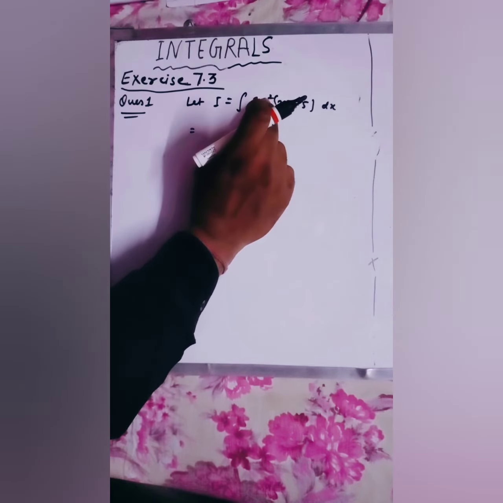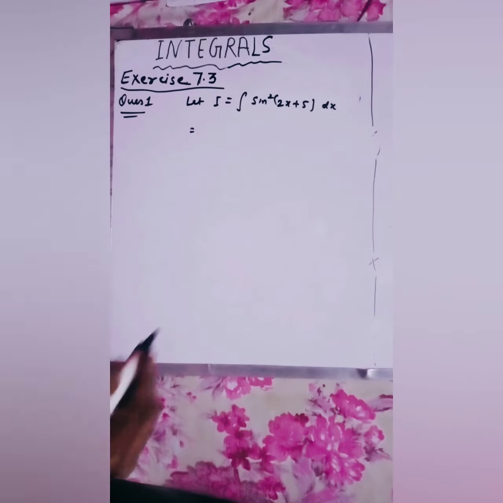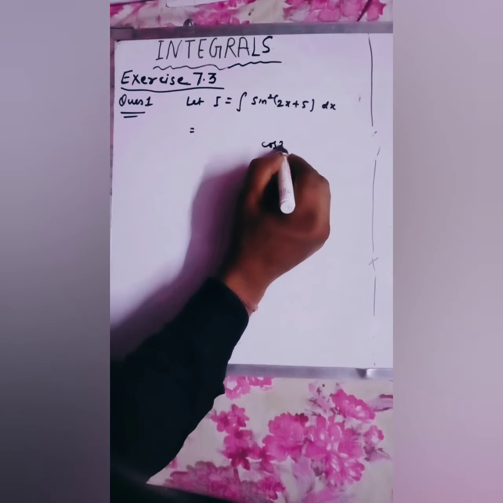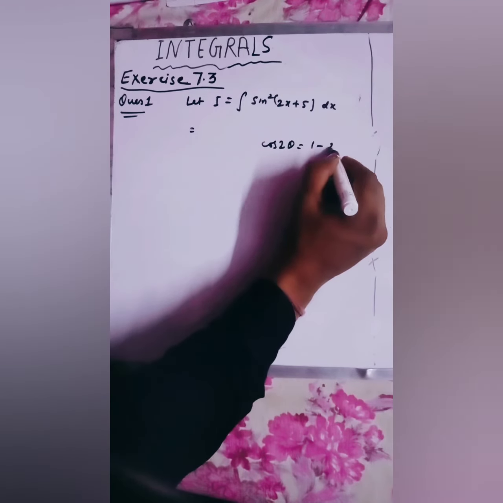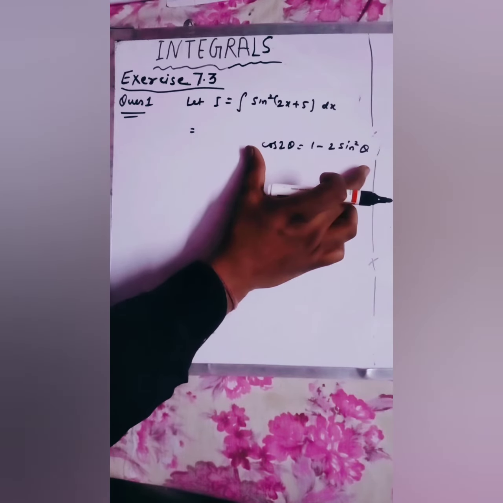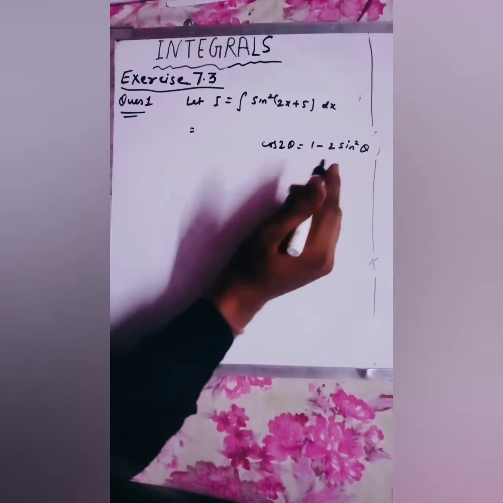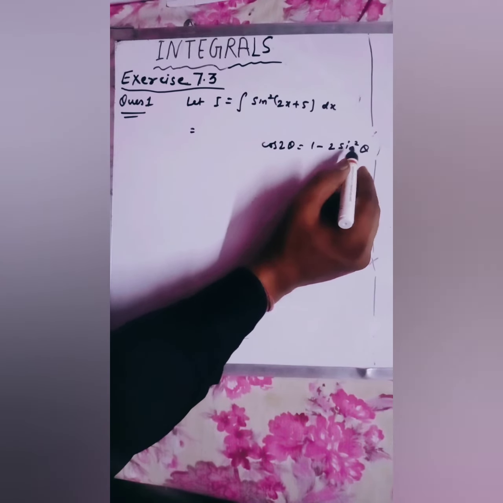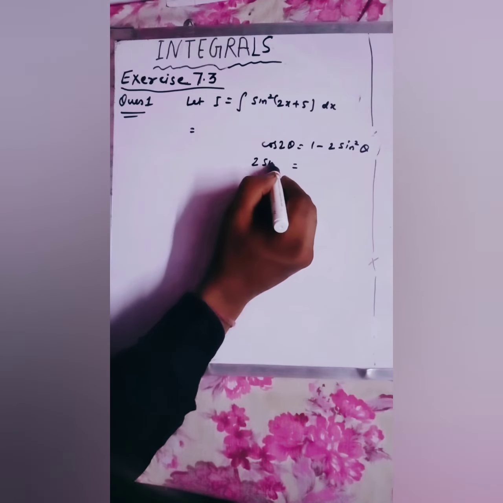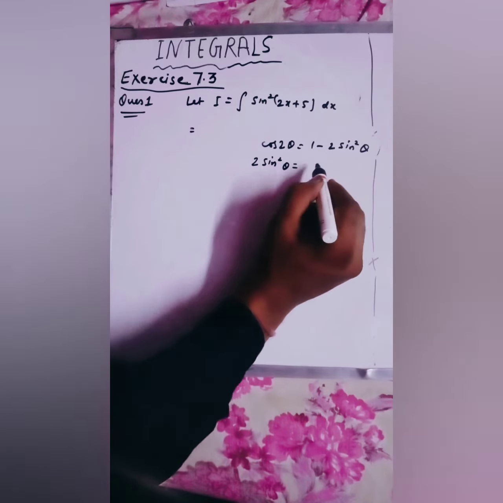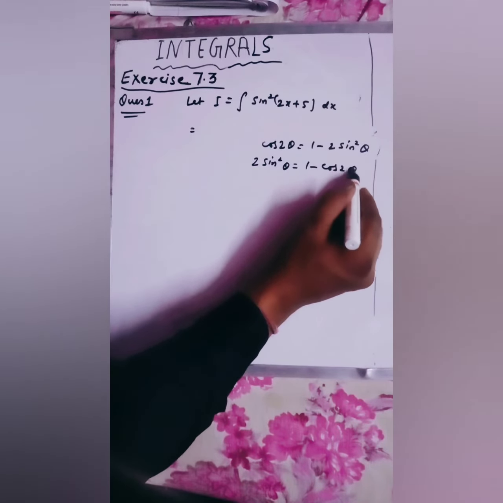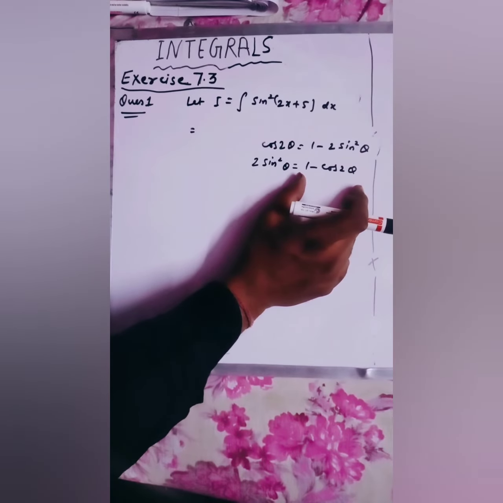When you get the square of sine or the square of cos, we have to apply this formula: cos 2 theta is equal to 1 minus 2 sine square theta. This is the formula of cos 2 theta. From this formula we have to find the value of sine square theta. This 2 sine square theta will come on the left hand side, and you shift cos 2 theta to the right hand side, and you will get this step.